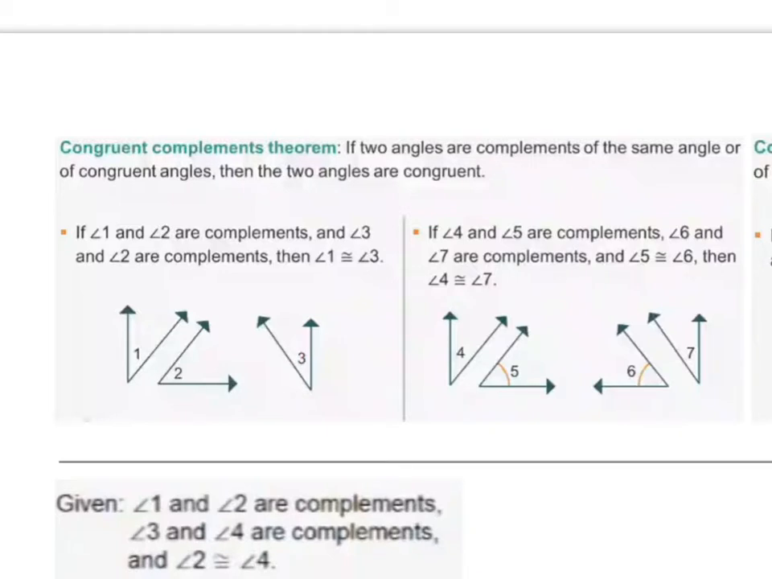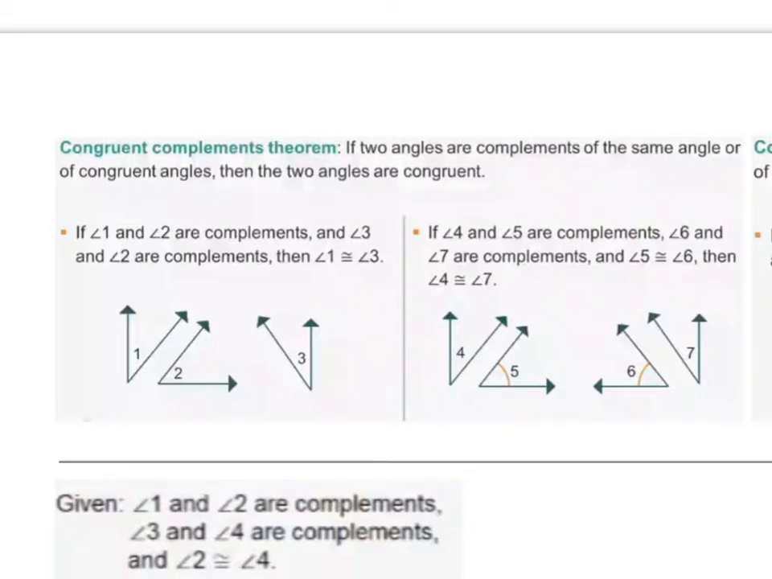And then you have another one where it says if angle 4 and angle 5 are complements, and angle 6 and 7 are complements, and you know that angle 5 and angle 6 are congruent, then you conclude that angle 4 and angle 7 are congruent, okay? So it's kind of like this.